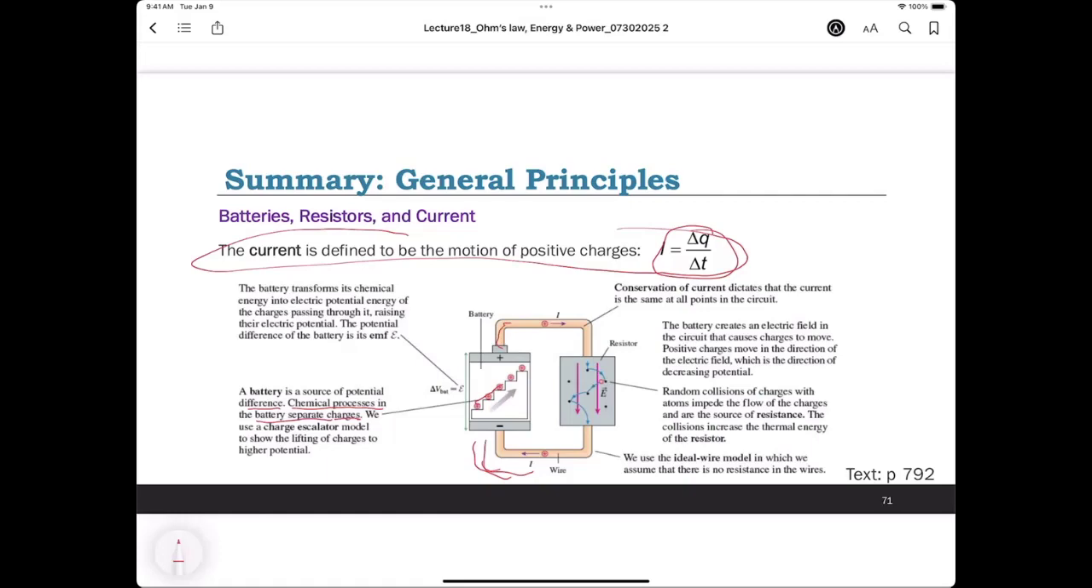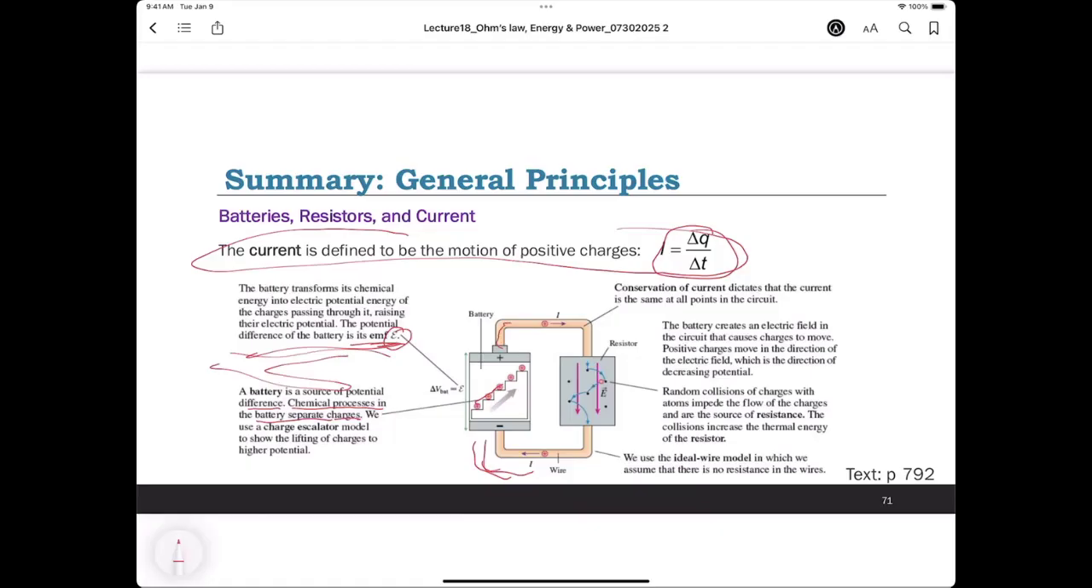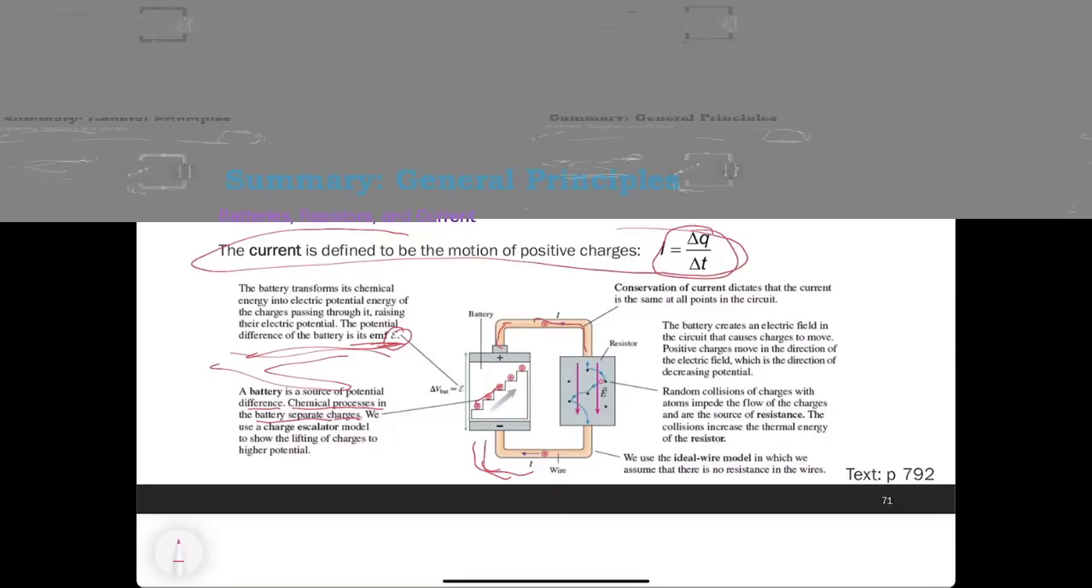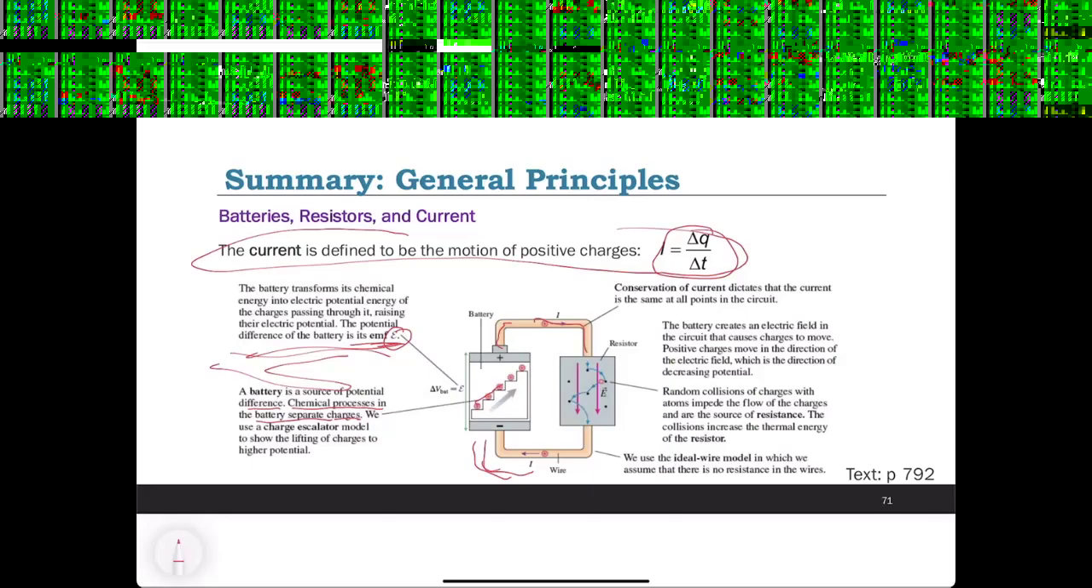The potential difference of the battery is its EMF, using this symbol. We talked about this in last class. And then we talk about the conservation of current, which dictates that the current is the same at all points in the circuit. The battery creates an electric field in the circuit that causes charge to move. Positive charges move in the direction of the electric field, which is the direction of decreasing potential. We talk about this in next class.